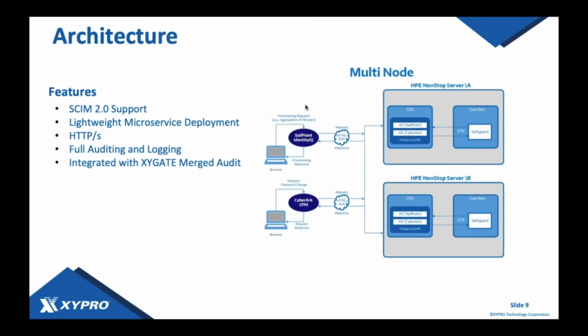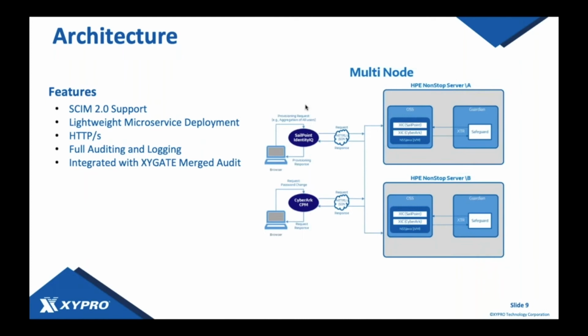Our XYGATE Identity Connector is deployed as a very lightweight microservice. In most cases, installation is done under 15 minutes. We've had quite a few of our customers say it's one of the easiest installations they've had to deal with recently. So as long as all the requirements are met, you've got everything in place, and you've got all of the access through your network, it's less than a 15-minute installation.